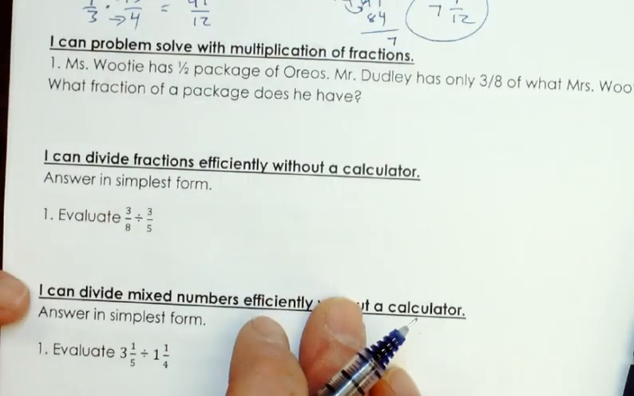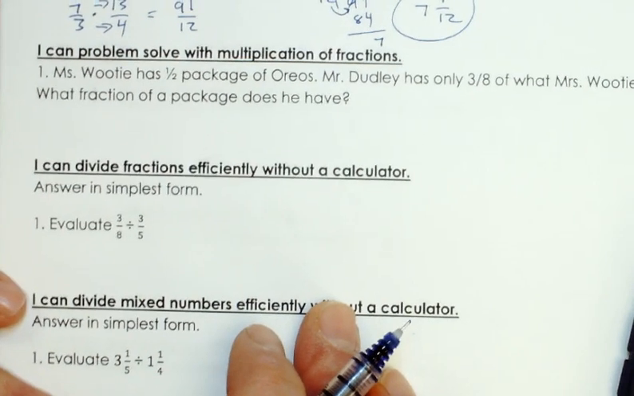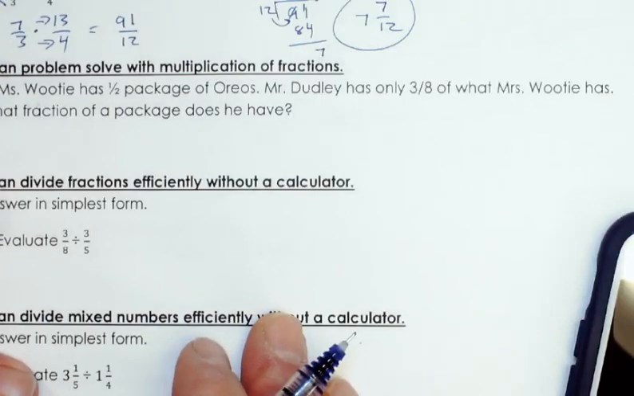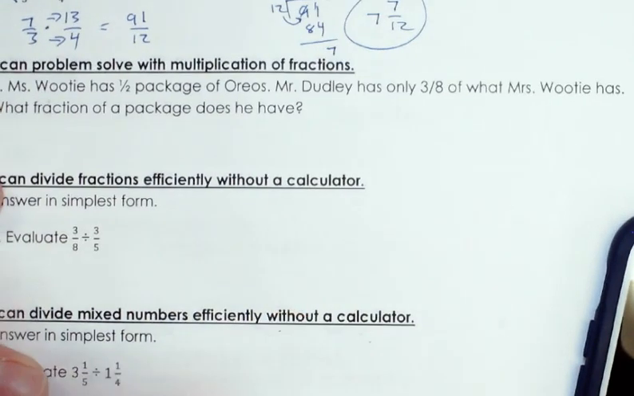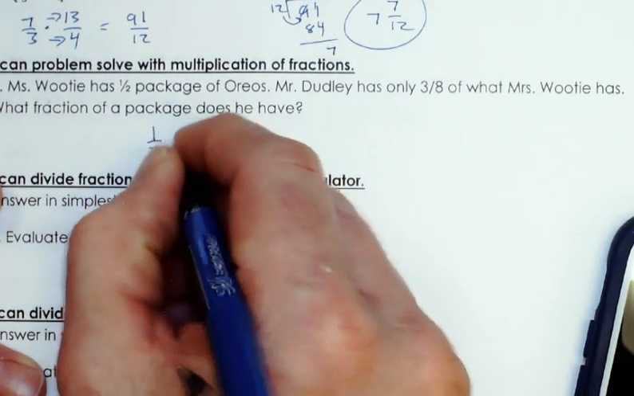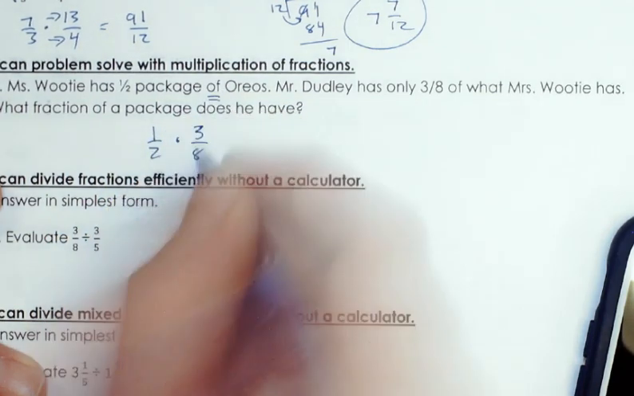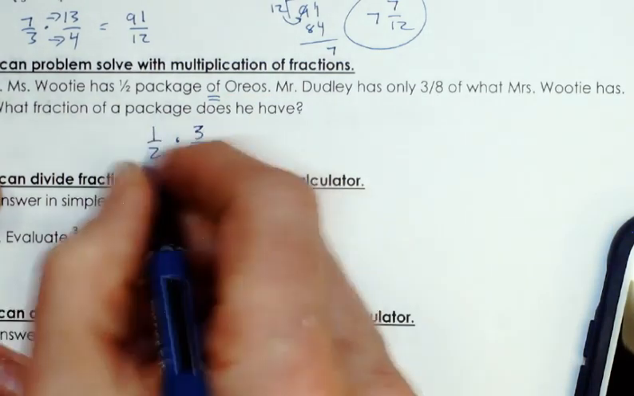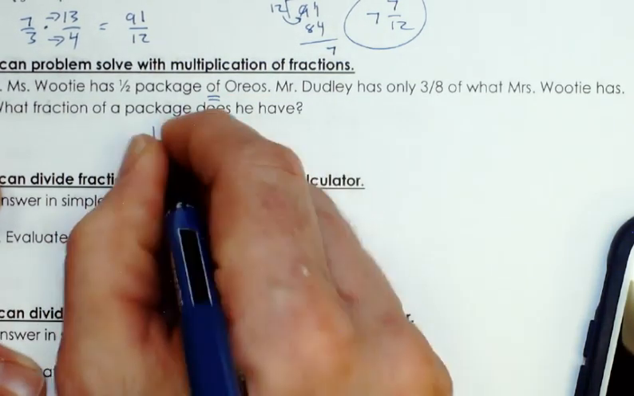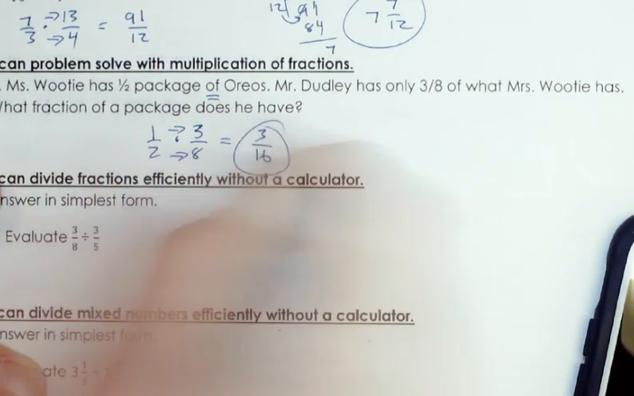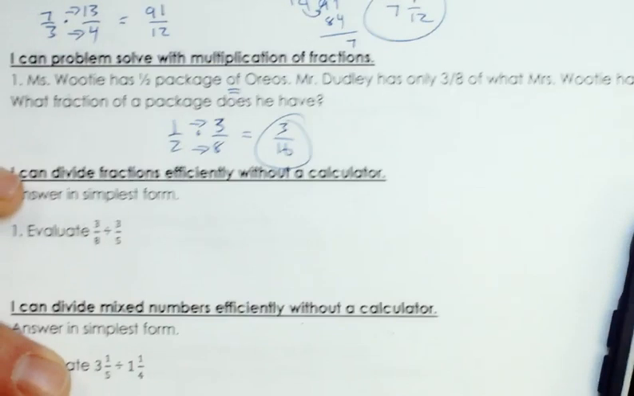I can solve multiplication problems or solve problems with multiplication of fractions. Mrs. Wooten has half a package of Oreos. Mr. Dudley has only 3/8 of what Mrs. Wooten has. What fraction does he have? Well, let's just think about that. 1/2 times 3/8. The word of often means multiplication, so I can't do any cross reducing here, but 1 times 3 is 3. 2 times 8 is 16. I have 3/16 of a pack of Oreos.